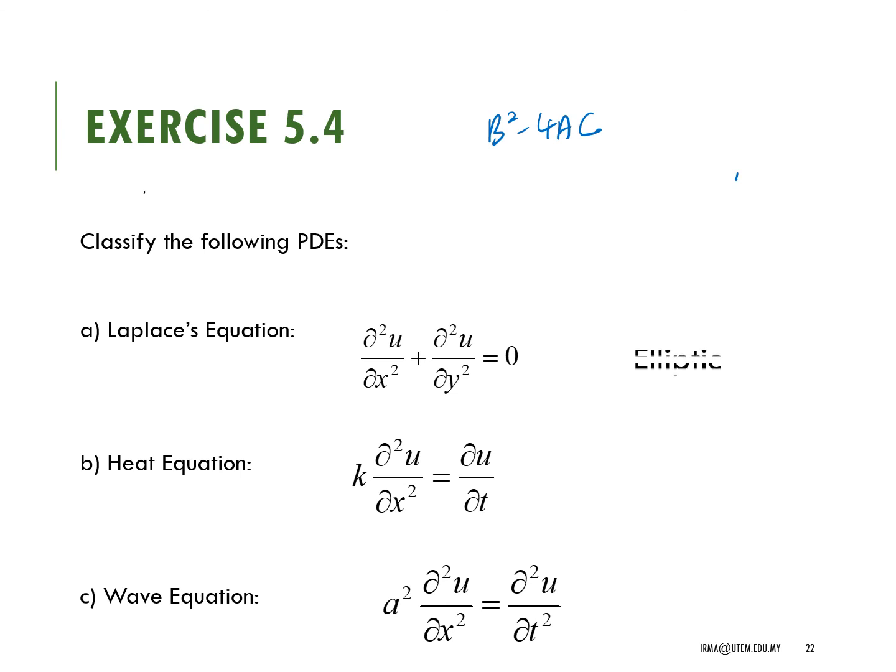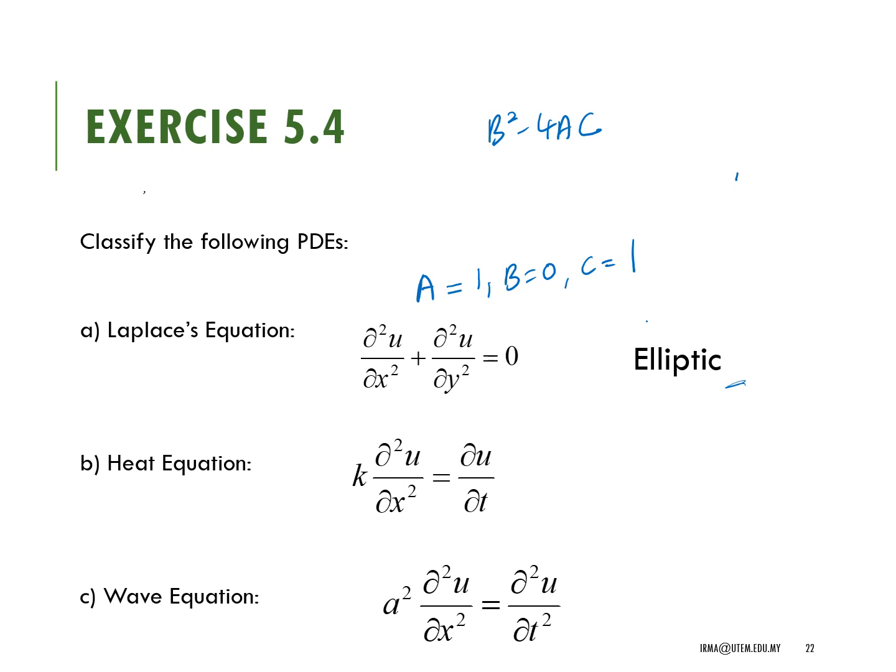The first one is elliptic. Clearly you can see that A is 1, B is 0, and C is equal to 1. So b² − 4ac gives a negative number, therefore it is elliptic.